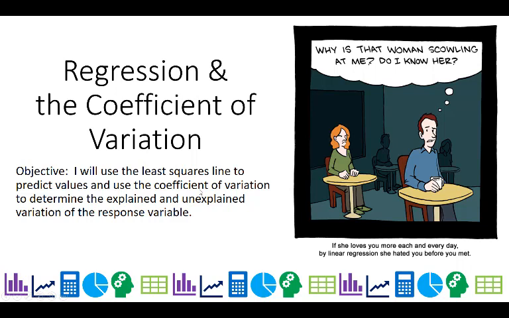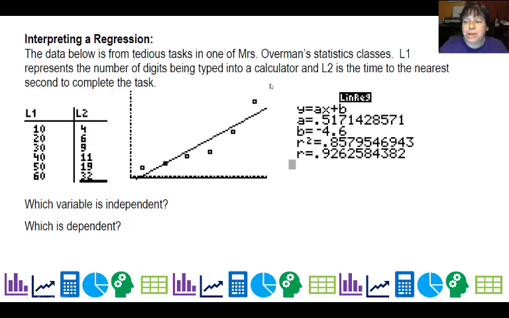So today we're going to look at regression with coefficient of variation. By the way, the joke is, see, here's the love. It keeps going up. But after a while, it goes backwards and it goes negative, so they hate you. Anyways, we're going to take a look at that tedious task data.